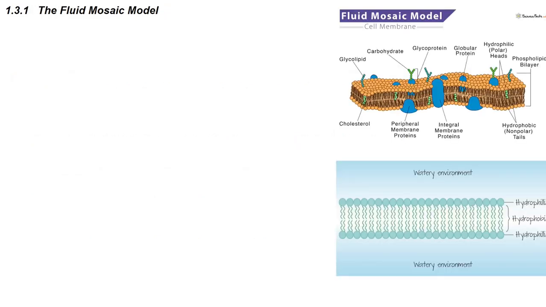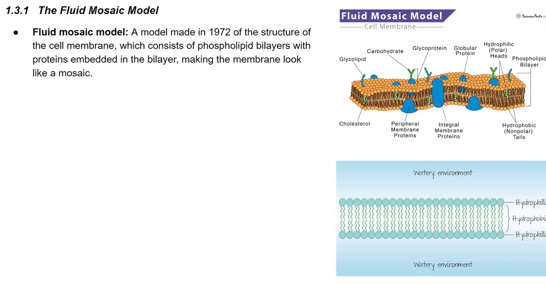So the fluid mosaic model, we're going to talk about that first, and it's a model made in 1972 of the structure of the cell membrane. It consists of a phospholipid bilayer, as we see here, with proteins, these blue objects, embedded in the bilayer, making it look like a mosaic.